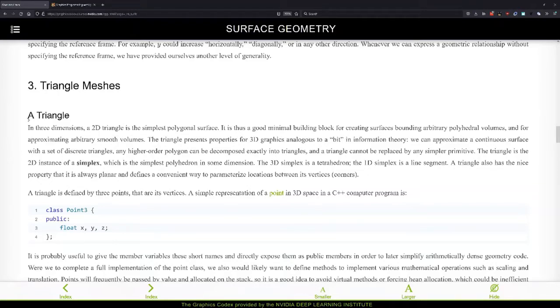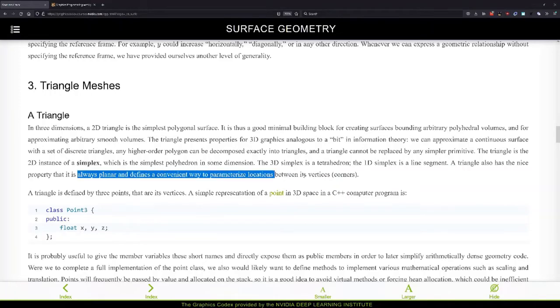It is the simplest polyhedron; it's a simplex. A triangle is the 2D instance of a simplex, which is the simplest polyhedron in some dimension. The 3D simplex is a tetrahedron, and I bet there's a 4D one that has an even fancier name, but the 1D simplex is a line segment. A triangle also has the nice property of being planar and defines a convenient way to parameterize locations between its vertices.